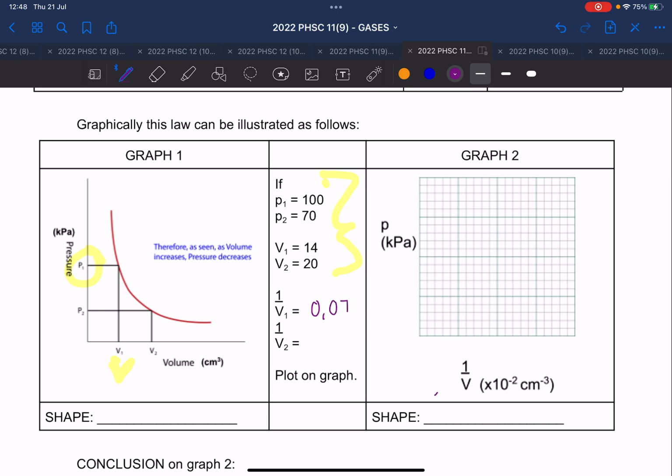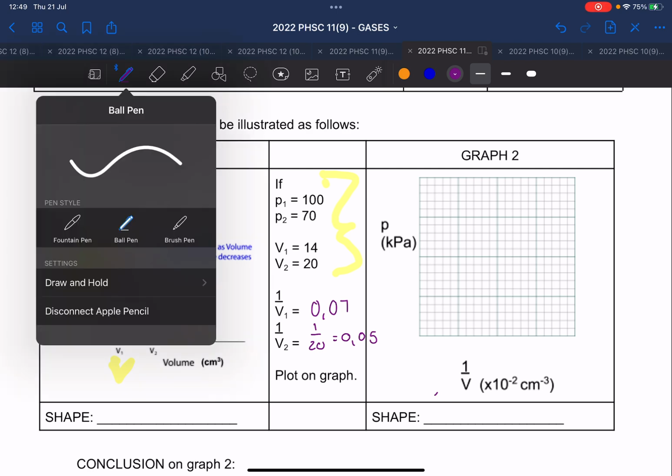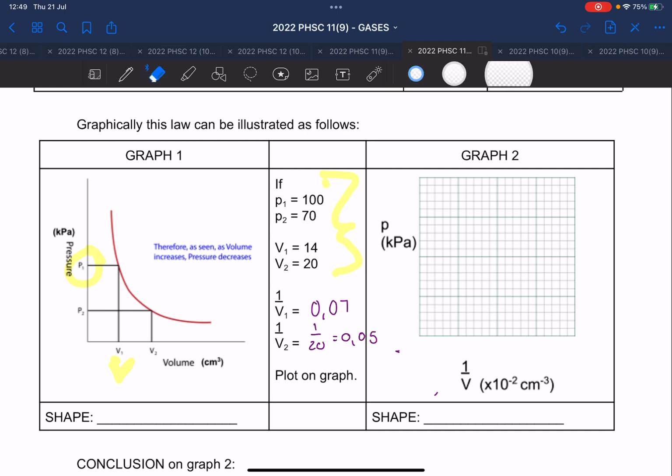And 1 over 20? Okay, so let's plot it against each other and see what happens. Okay, the pressure 70 and 100.